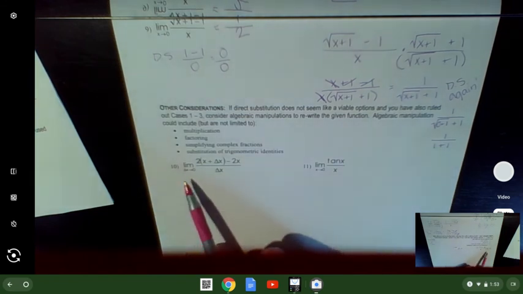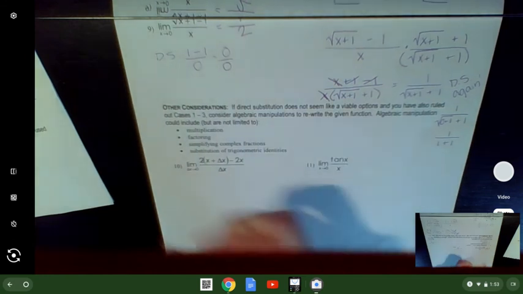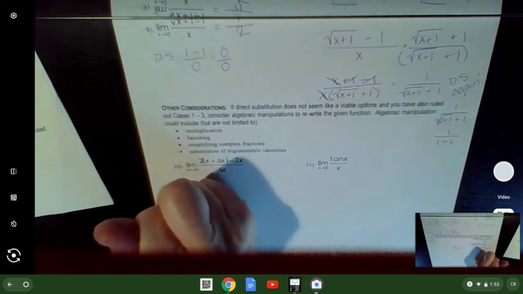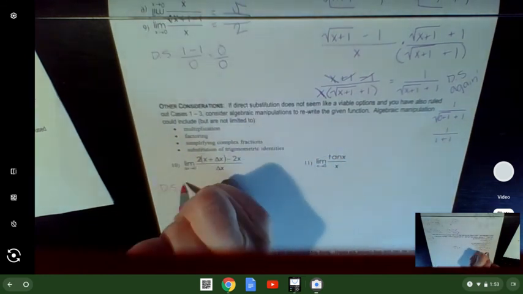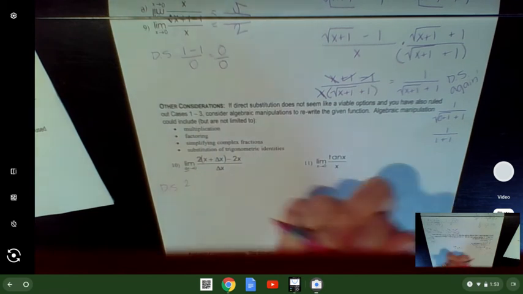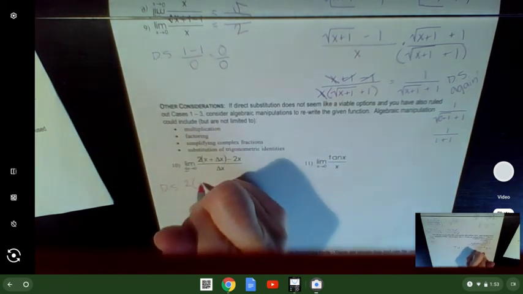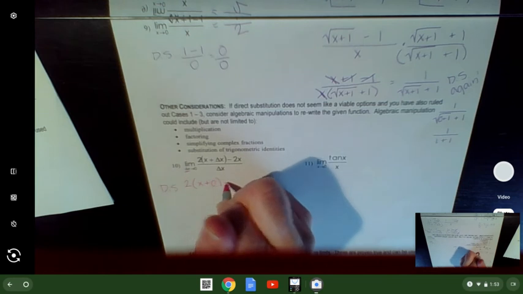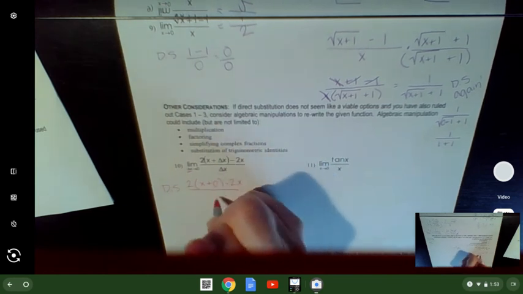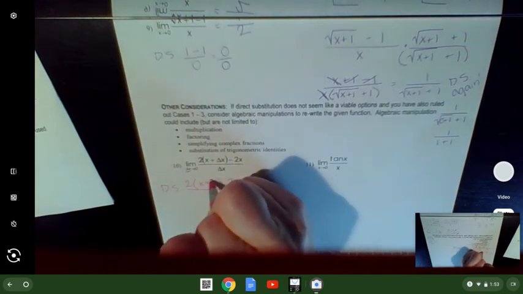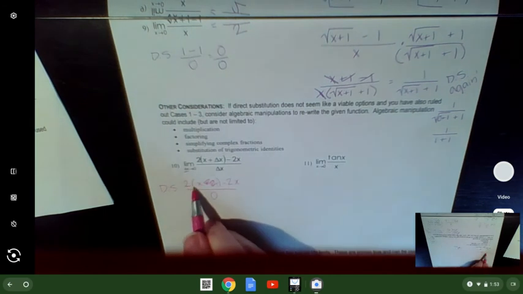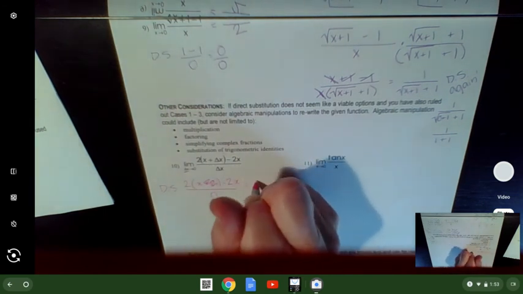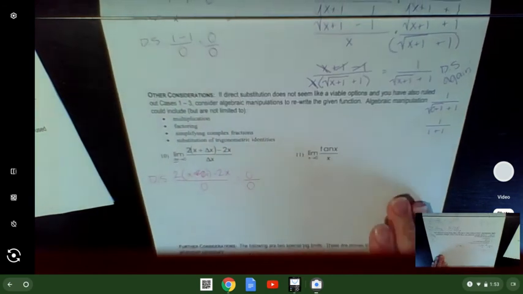So in this case, it says find the limit as delta x approaches 0. Well, I'm going to go direct substitution first. I would get 2, and again, notice this is delta x, not x. So we have x plus 0 minus 2x over 0. That 0 is doing nothing. So we have 2x minus 2x, which is going to give me 0 over 0, or indeterminate form.